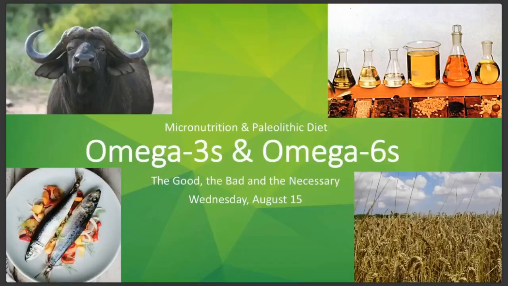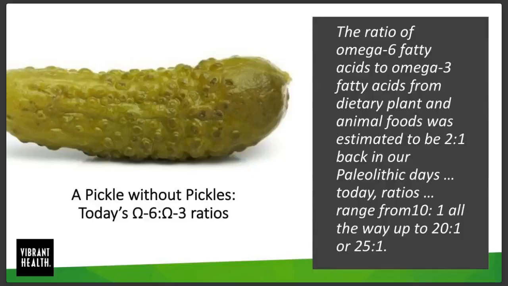That means the ratio of omega-6 to omega-3 fatty acids from plant and animal foods was estimated to be 2 to 1 back in our Paleolithic days, and may have reached 1 to 1 in coastal dwelling clans where fish, shellfish, and sea vegetables were regularly consumed. You will probably not be surprised to learn that today, ratios of omega-6 to omega-3 fatty acids range from 10 to 1 all the way up to 20 to 1 or 25 to 1, depending on one's diet.